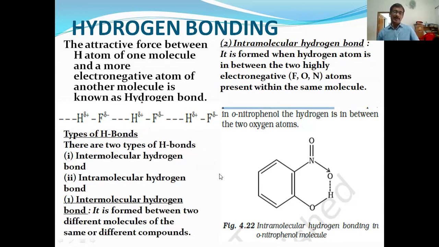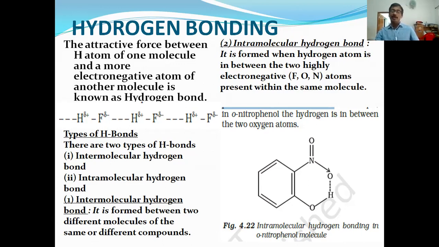There are two types of hydrogen bonds: intermolecular hydrogen bond and intramolecular hydrogen bond. What is meant by intermolecular hydrogen bond? It is formed between two different molecules of the same or different compounds. Here you can see it is formed between two different molecules of same compound, isn't it? Two different molecules of same compound, HF. Hydrogen bond is formed. Another example, H2O. Then NH3, H2O, NH3, HF, all these can form hydrogen bond.